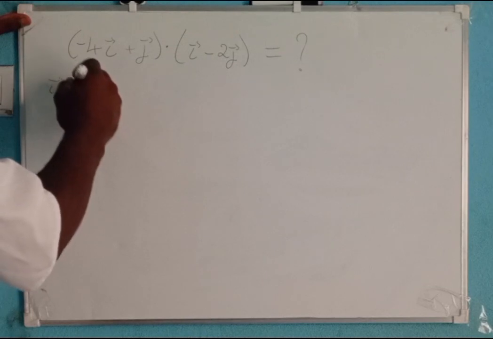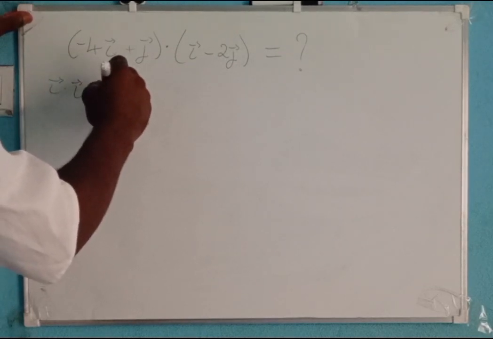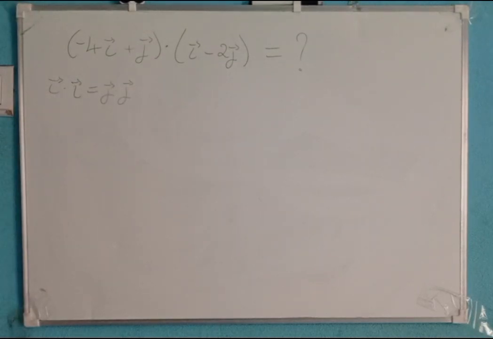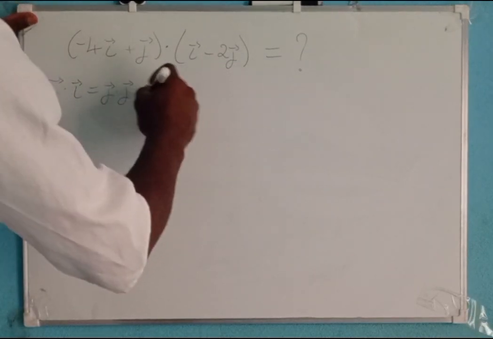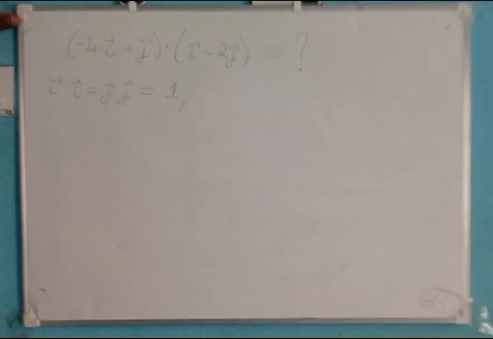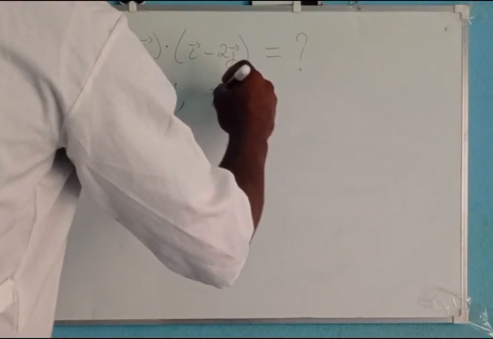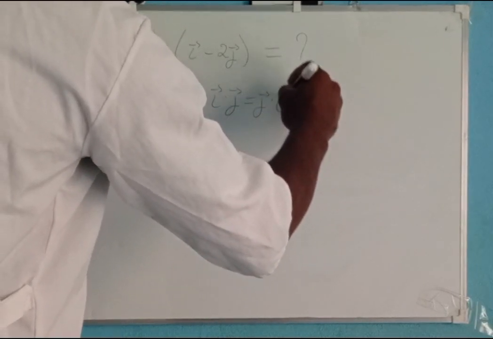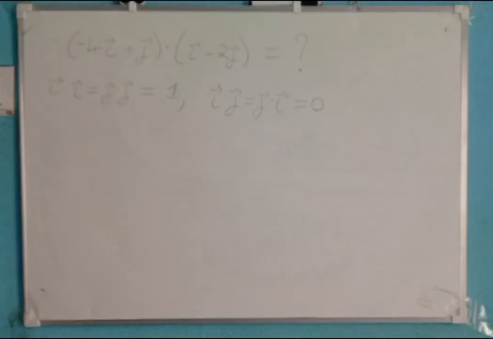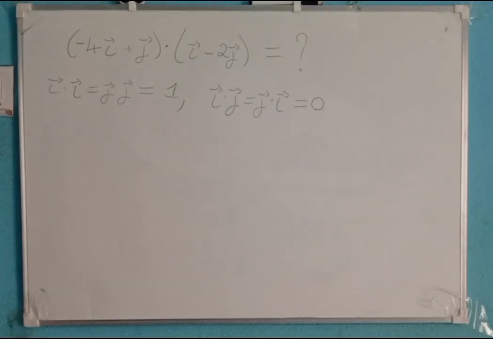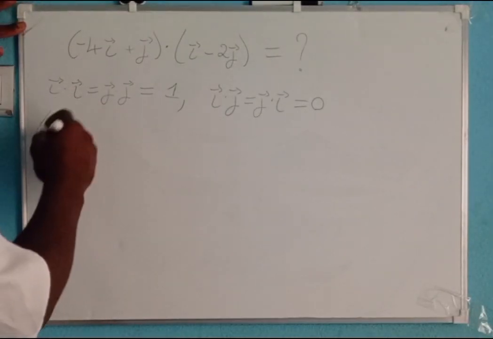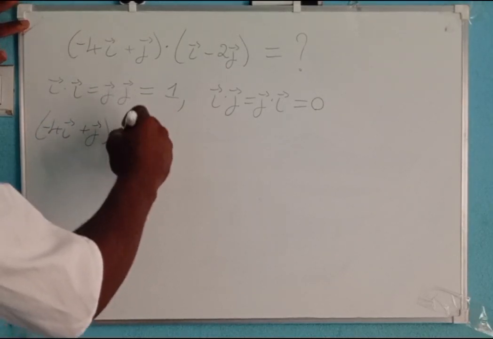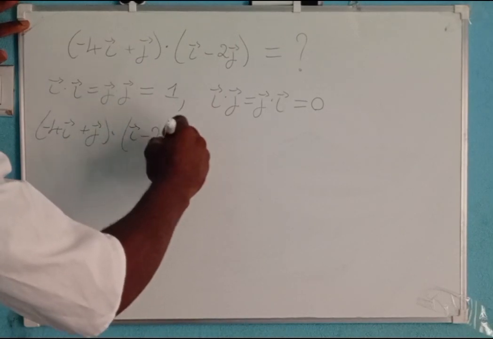i dot i is equal to j dot j. j is simply the unit vector on the y-axis, which is equal to 1. Next, if we take i dot j, it is equal to j dot i, which is simply equal to 0. Now we can perform the dot product. We take the vectors negative 4i plus j dot i minus 2j.